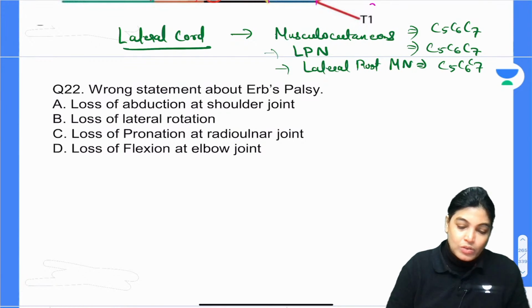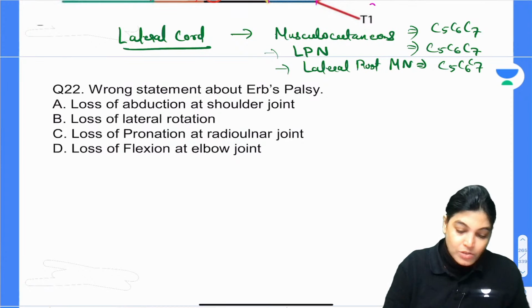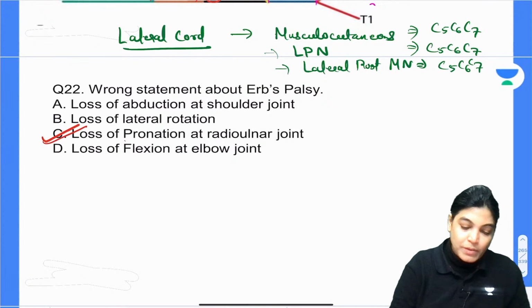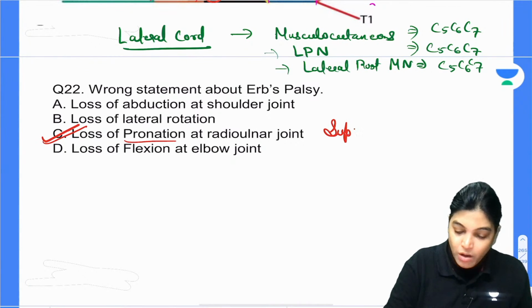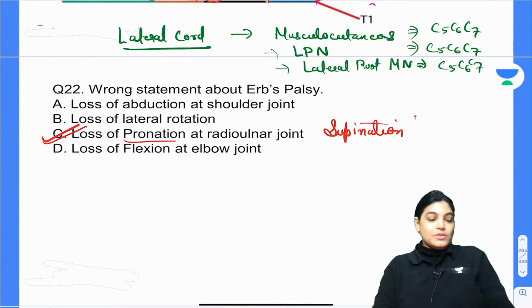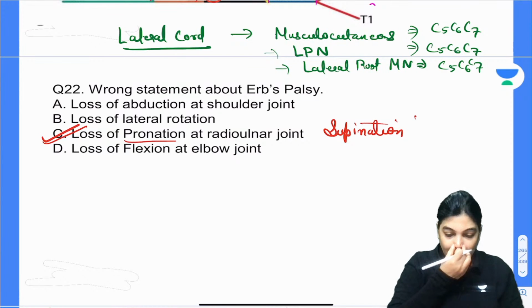Okay. So, the wrong statement about Erb's palsy. Okay, dear. So, I got an answer from Baju: C, loss of pronation at radioulnar joint. So, my dear aspirants, you are absolutely right. Yes, there should be loss of supination, not loss of pronation. So, yes, you are absolutely correct, Padia, Baju. So, now let me explain it.